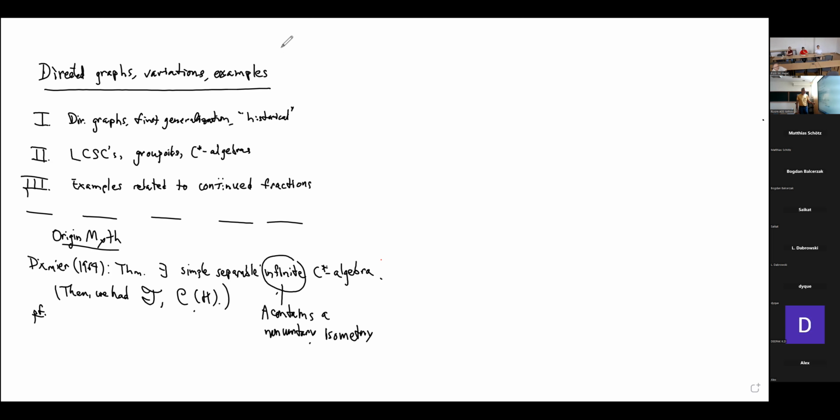Right, so let's see how Cuntz proved this. Choose isometries in the bounded operators on some Hilbert space, two of them, S1 and S2, so that the range of S2 is the orthogonal complement of the range of S1. On an infinite dimensional Hilbert space, of course, you could do this.